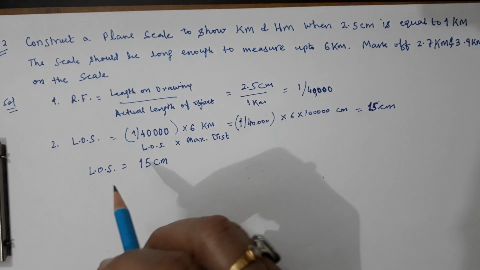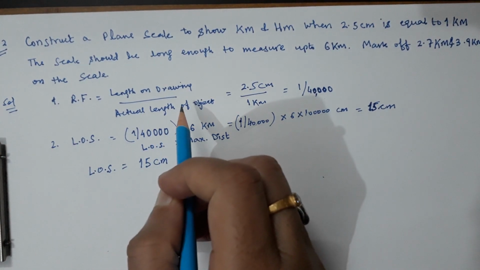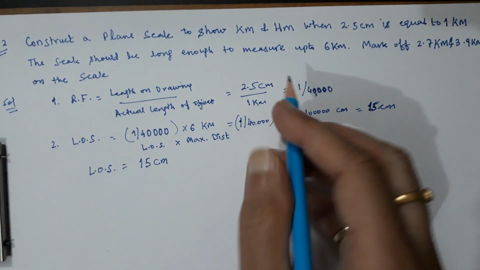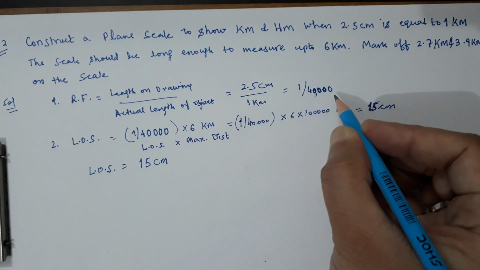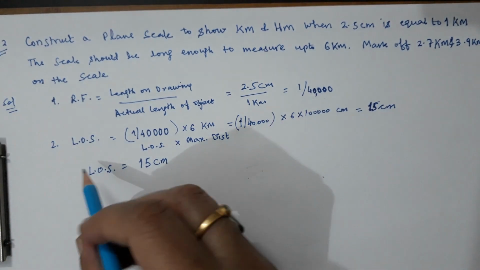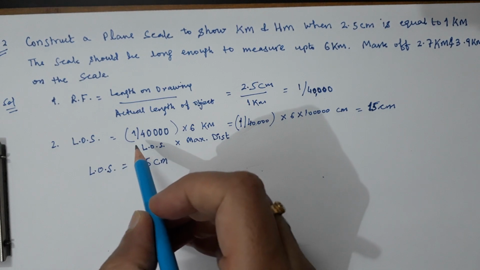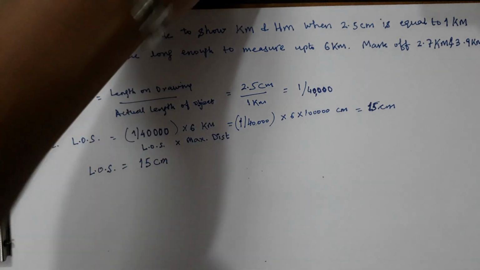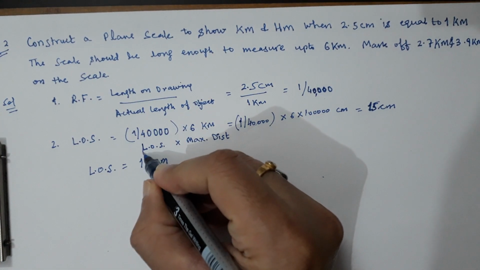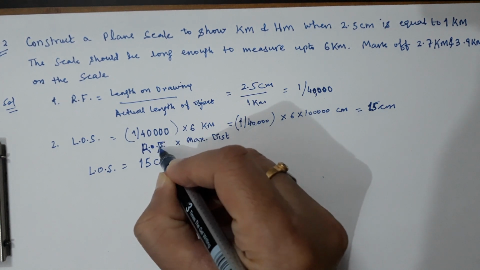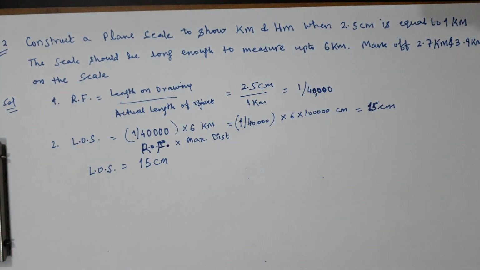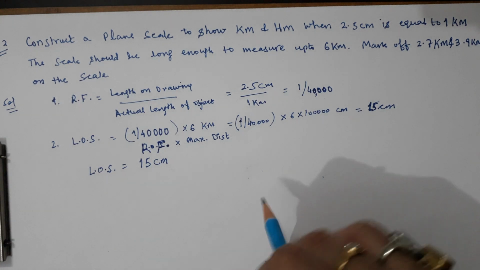Now the first step is RF. We have to calculate length on the drawing upon the actual length of the object, which is equal to 2.5 centimeter upon 1 kilometer. That comes out to be 1 upon 40,000 when you change these units. Similarly, LOS is RF into maximum distance, that is 1 upon 40,000 into 6 kilometers. 6 kilometers converted to centimeters, and in the end you get LOS as 15 centimeters.